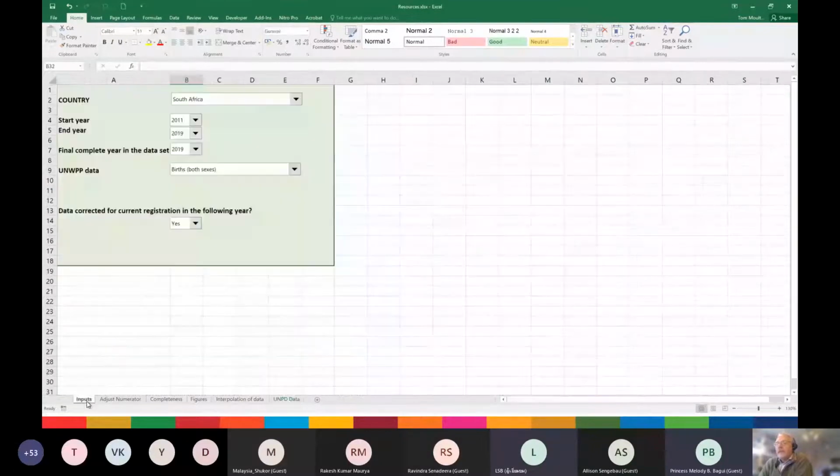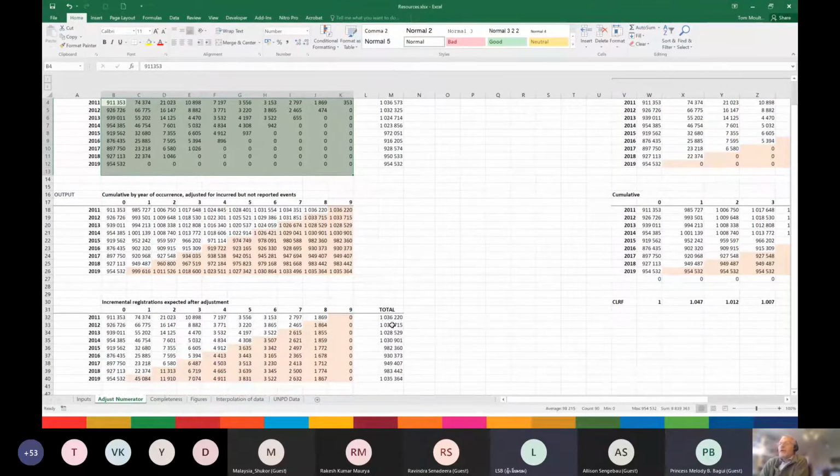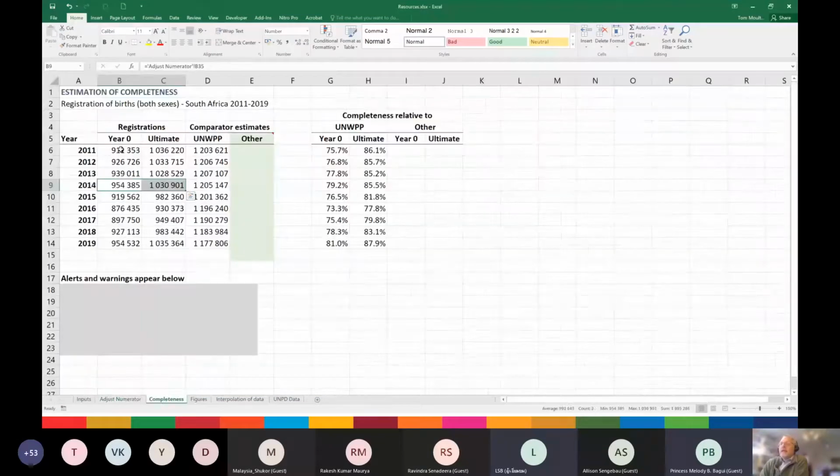But beyond that, there's no real difference in using the UNWPP data for deaths relative to the estimation of completeness for births. One would still go through this process of extracting from your data the input data of the incurred but not reported events, and one would then use exactly the same approach as before to derive our estimates of completeness. And exactly as with the births, the deaths will be populated from the UNWPP estimates.